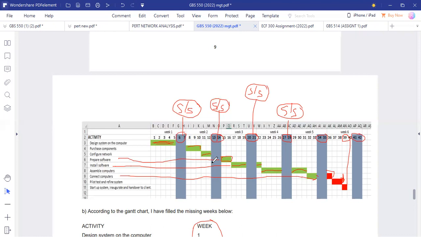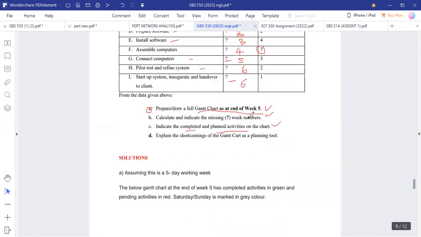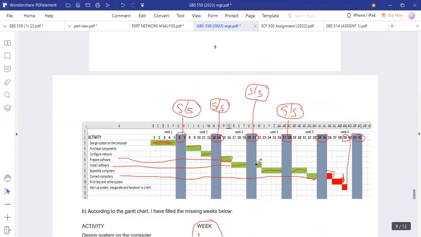And then prepare software within 16 days. And then install software within 19 days. That can be done, or just within 22 days where it's actually ending. So we're talking about the completed, in which time, because you're saying indicate the completed and planned activity. So you can look at what time we are completing each of these activities. So assemble computers, we can say 31 days. Then the total completion time for our project here is within 39 days.